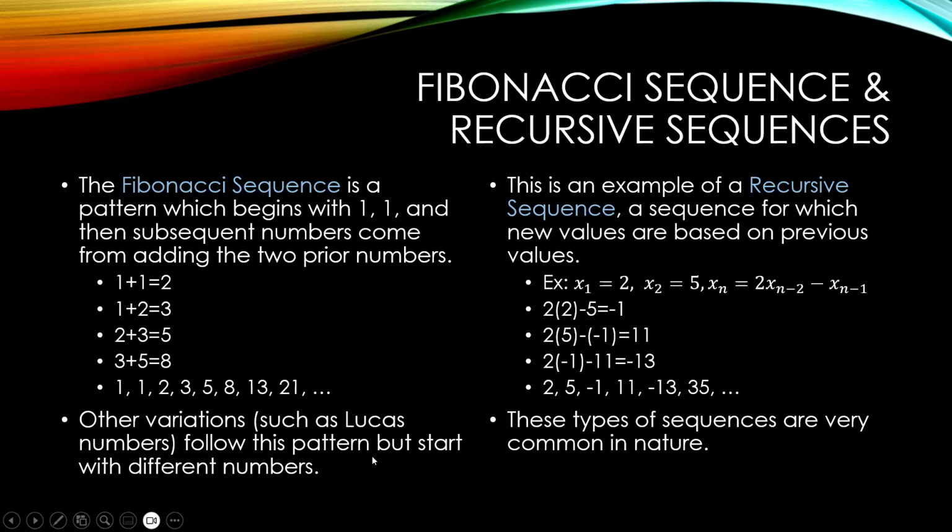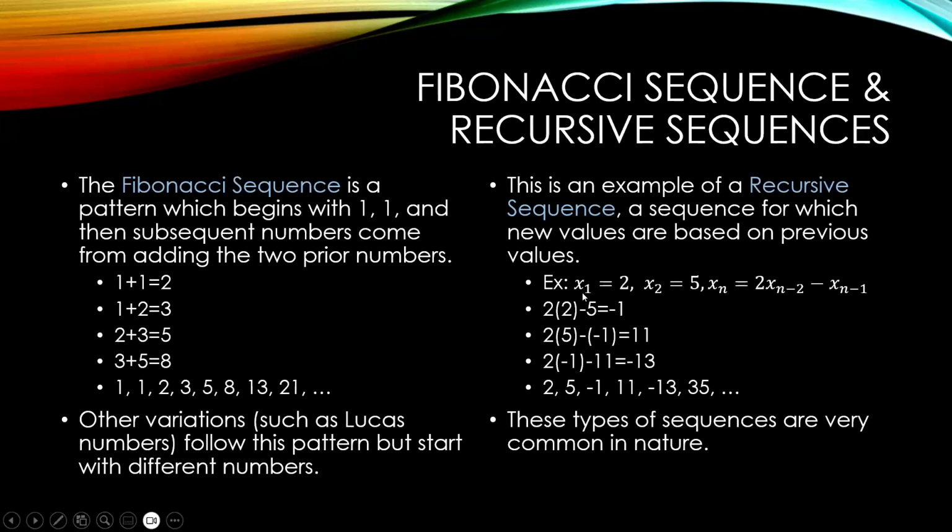Other variations, such as Lucas numbers, follow this pattern but start with different numbers. And so what if instead of starting with 1 and 1, what if you started with 1 and 3? How would this sequence be different? The Fibonacci sequence and Lucas numbers are examples of recursive sequences, a sequence for which new values are based on previous values. Sometimes it's going to be based on just the previous one value. Sometimes it'll be based on multiple values. You could have it be defined on the 5 previous values if you really wanted to.